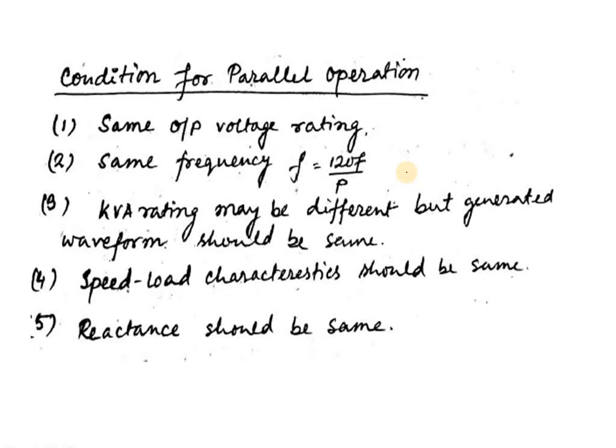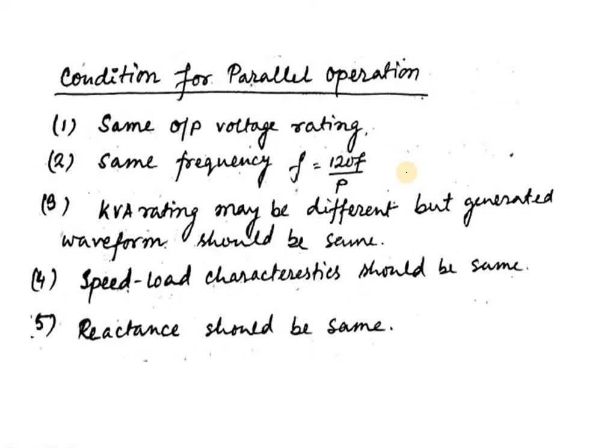Now, the conditions for parallel operation. What are the conditions we need to maintain for parallel operation? First one, same output voltage rating. Secondly, same frequency, and frequency is 120 f by P. Thirdly, KVA rating may be different, but the generated waveform should be the same. Fourthly, speed-load characteristics should be the same, and fifthly, reactance should be the same.